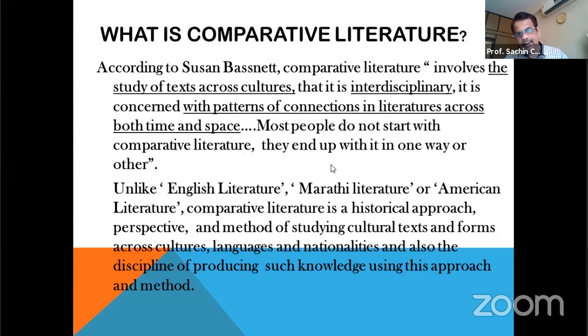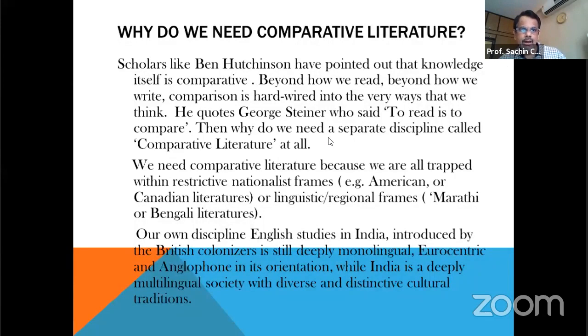There is a very agonizing, long debate about what is comparative literature, whether it should be there or not, what is its history, and all these things I'm not going to focus upon, because I personally feel that most of the time they are a waste of time. So if this is what comparative literature is, then there is another question that comes up: why do we need comparative literature at all?